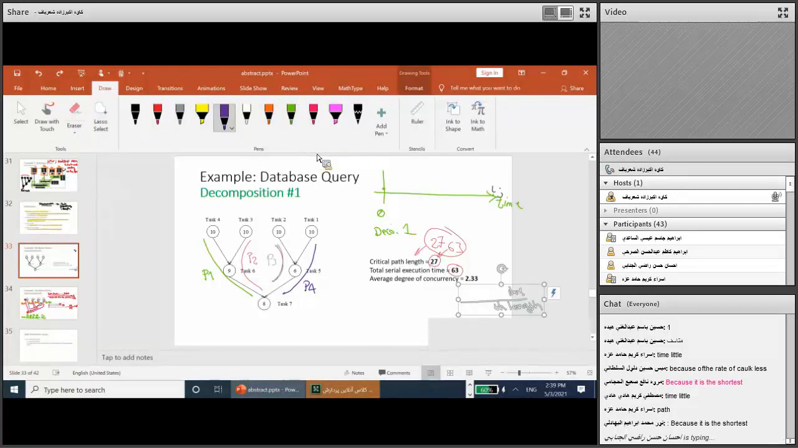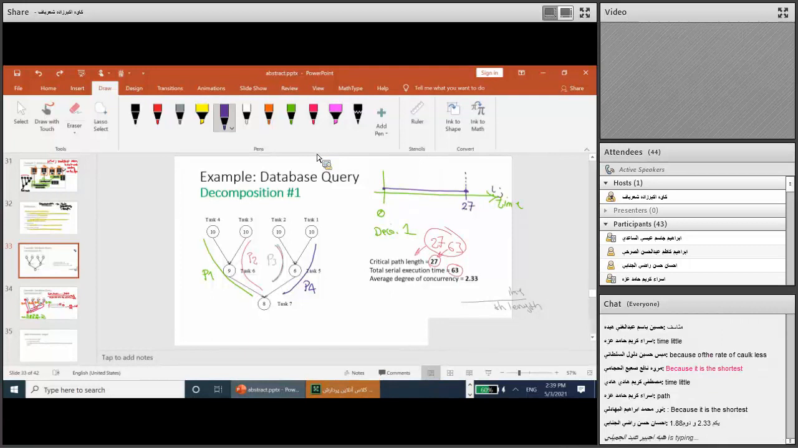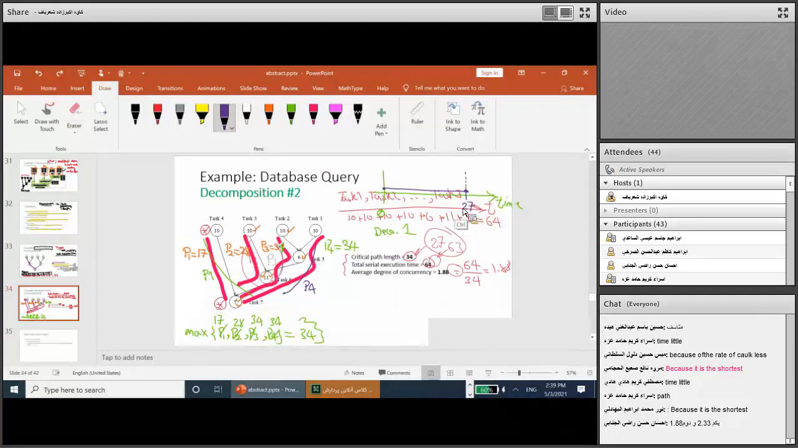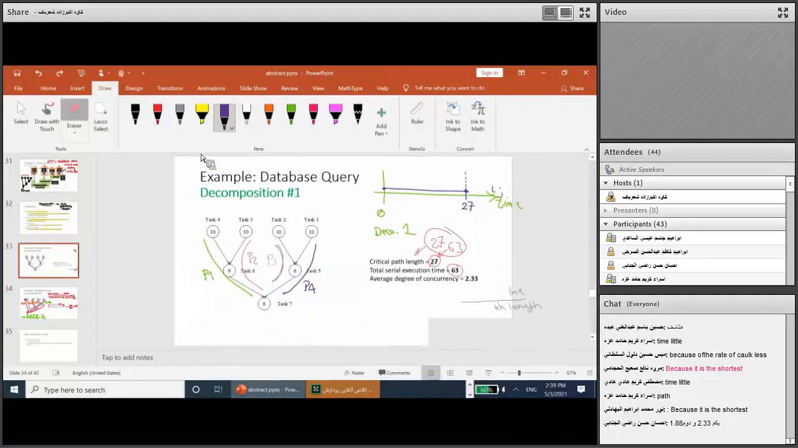We had 4 paths. Path 1 starts at 0 and ends at 27. Sorry, the color of path 1 is green. Okay, we name this path 4.